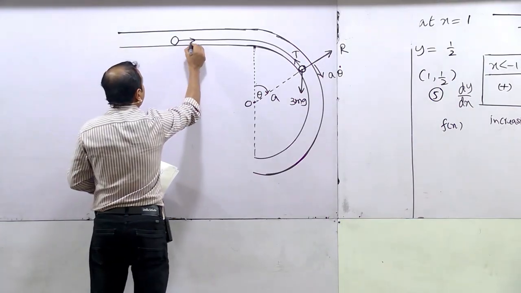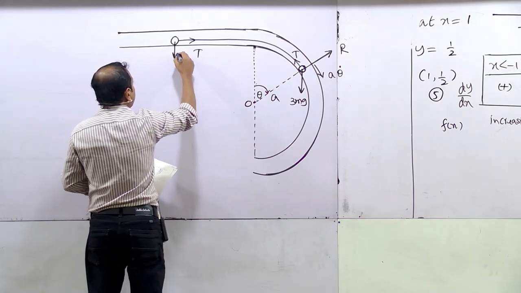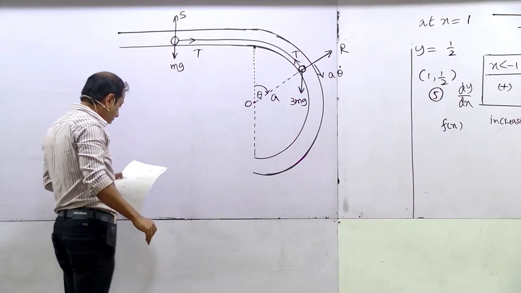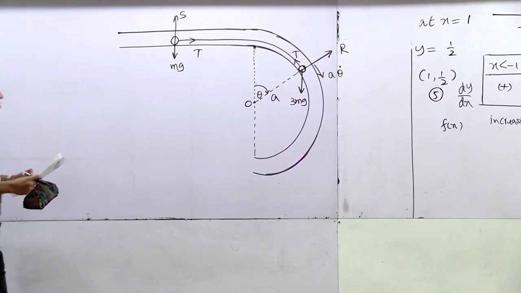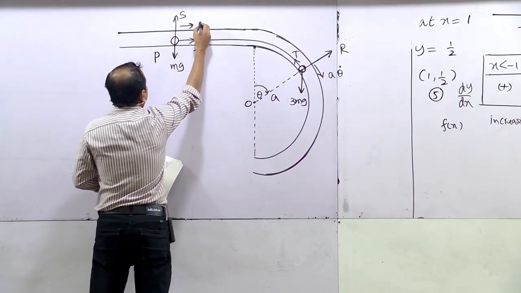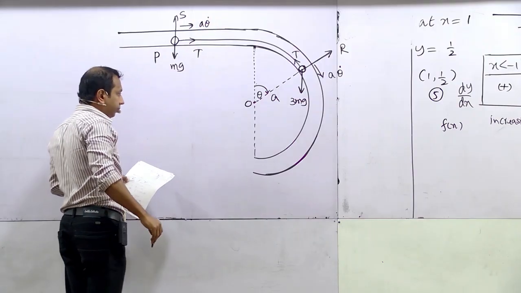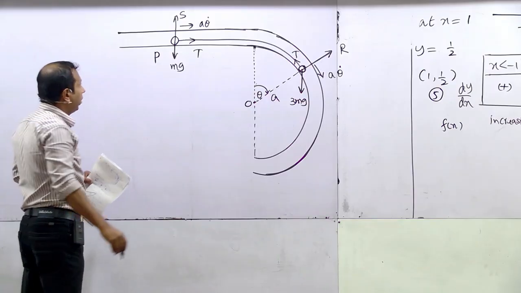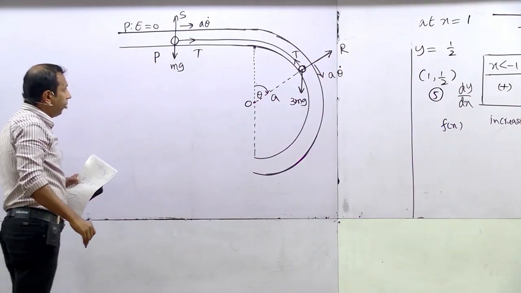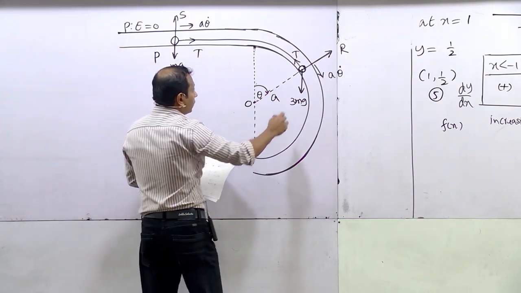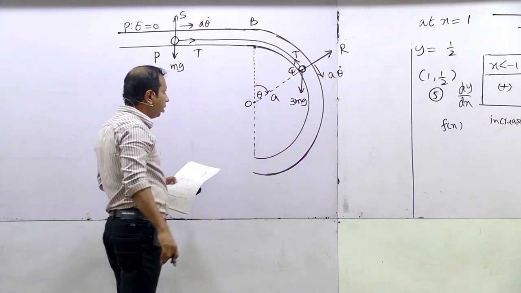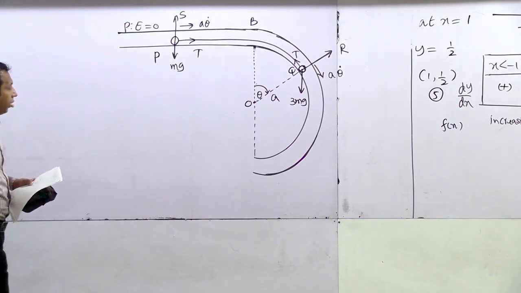Right. This in the other tension T. This is the particle P with mg. Normal reaction suppose S. Then this particle P also moving with the same velocity a theta dot. I will take the potential energy 0 level as this level. Then initially this particle Q was here at B. Initially no energy for both A and B.